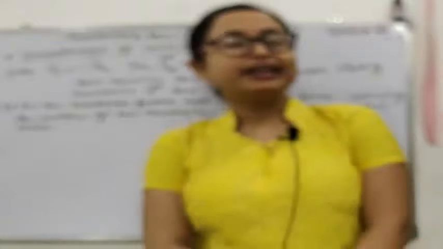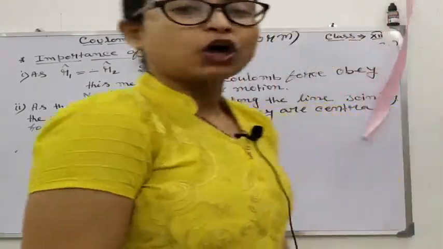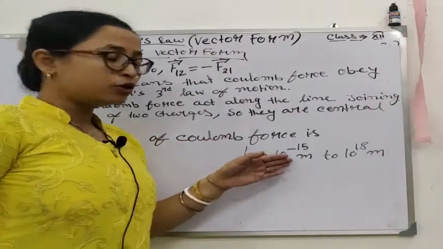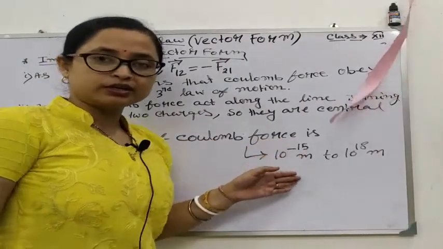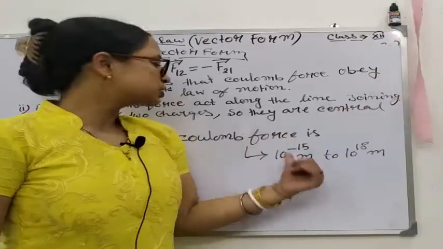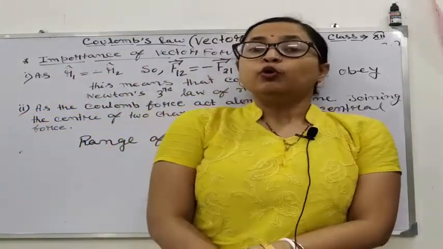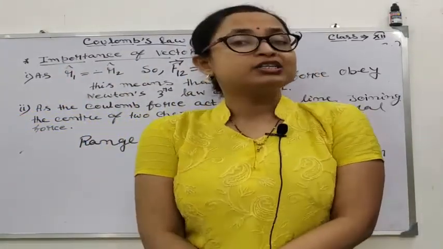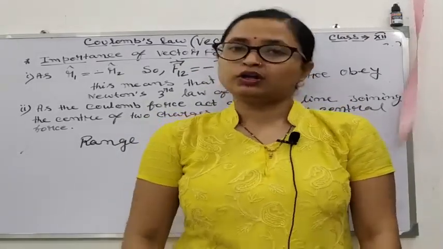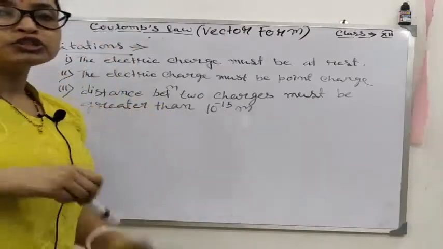Now we have to learn the range of Coulomb's law. Actually, the range of Coulomb force is from 10 to the power minus 15 meter, that means the nuclear range, and the macroscopic or large distance 10 to the power 18 meter. This is the range of Coulomb force. Now we have to learn in what condition Coulomb's law is satisfied, or you can say, what are the limitations of Coulomb's law. Let us learn about the limitations of Coulomb's law.